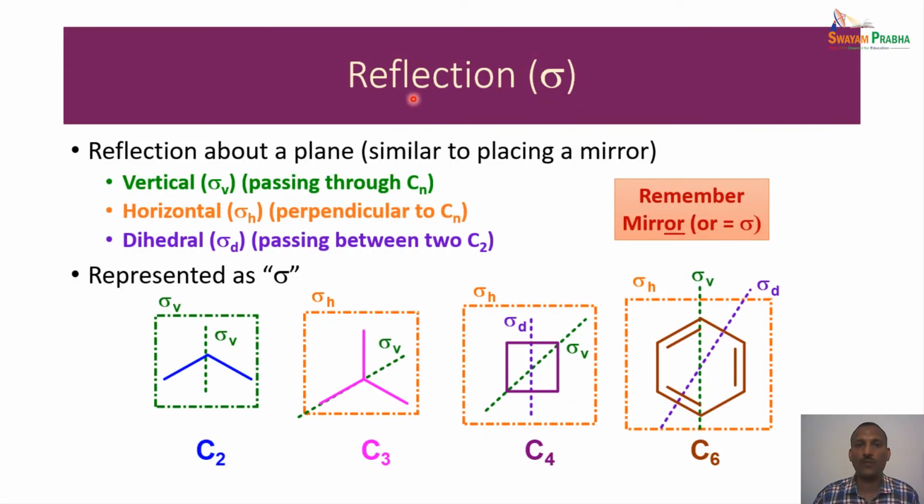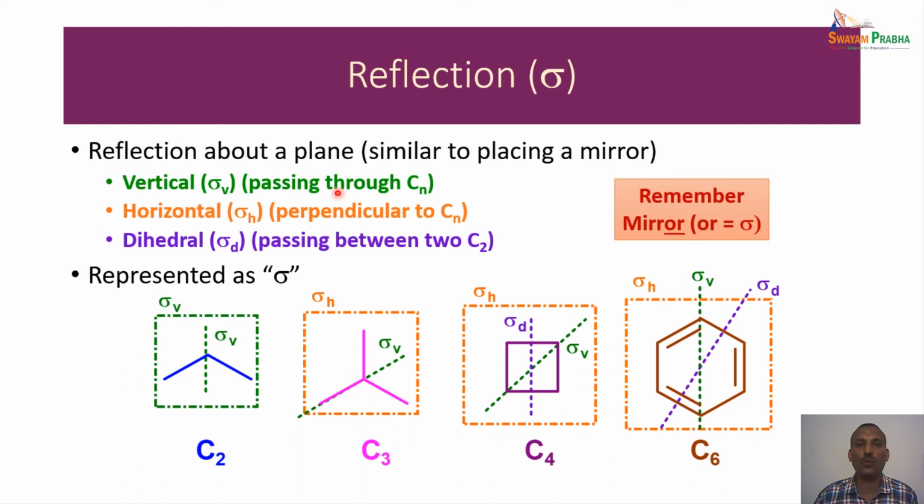Next, let us look at reflection. Reflection is basically about a plane, very similar to placing a mirror. We have 3 different reflection planes. One is a vertical one, which generally passes through the Cn axis or the principal axis. The second is a horizontal plane, which is mostly perpendicular to the Cn or principal axis. And the third is the dihedral or diagonal one, which passes between two C2 axes. So these are the 3 mirror planes present in various molecules.